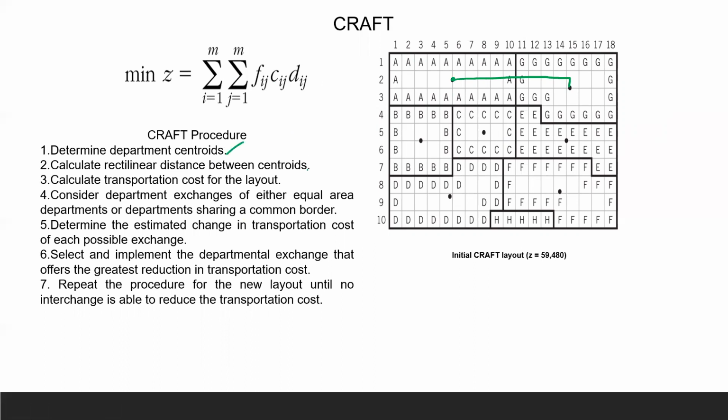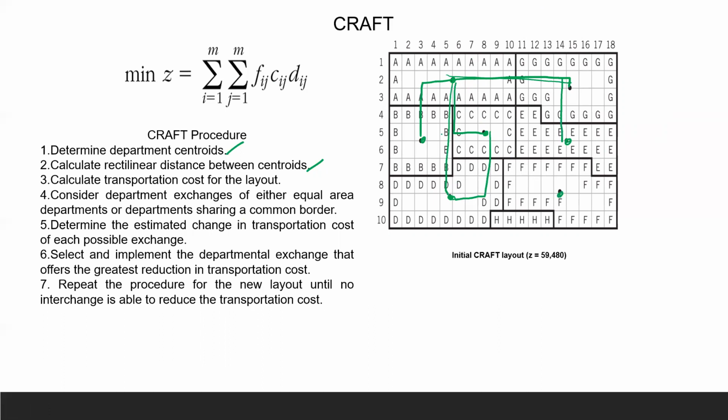Hanapin natin yung centroid. So ito yung mga centroid ng kada isa. See how complex yung centroids natin. And then hahanapin natin yung rectilinear distance between each centroid. Centroid na yun, centroid na yun, lahat. Okay?